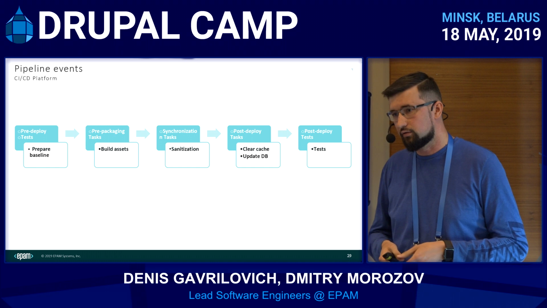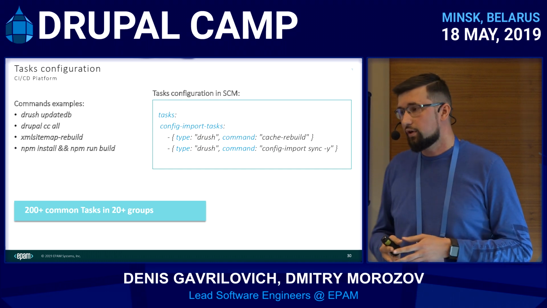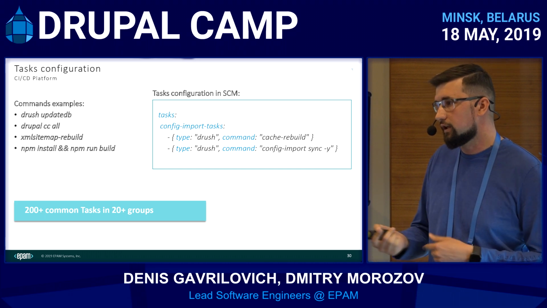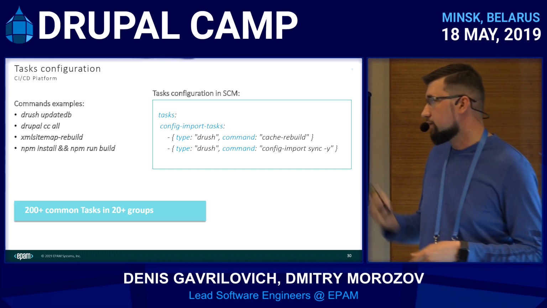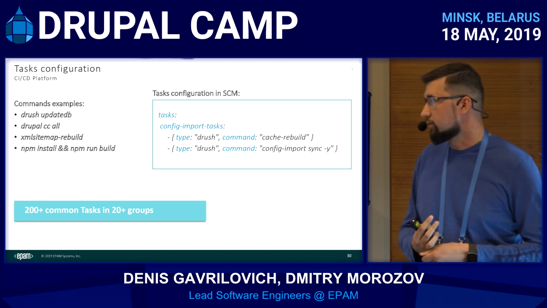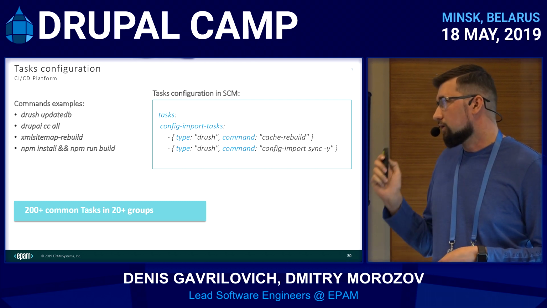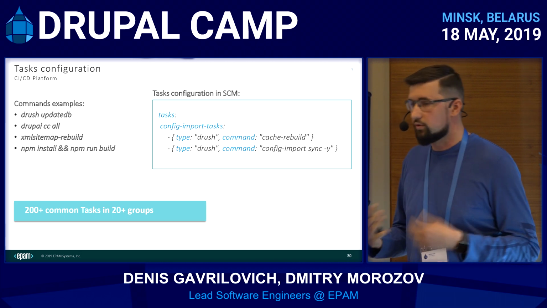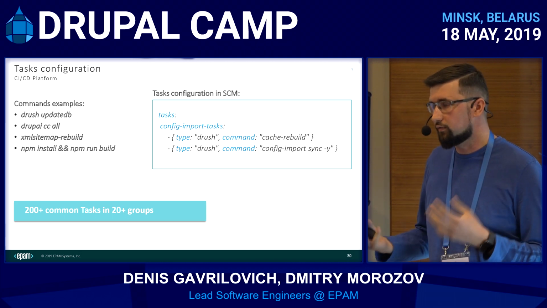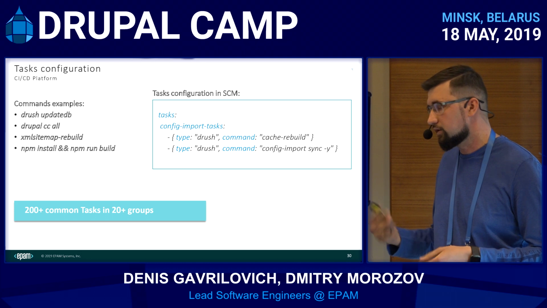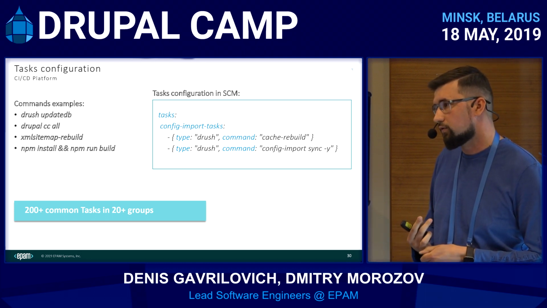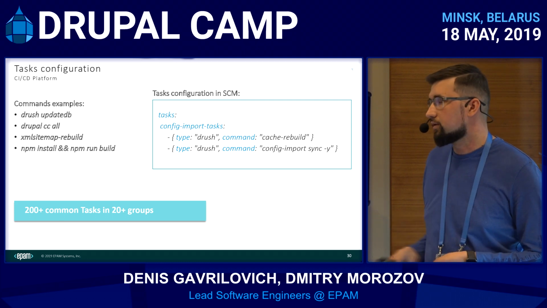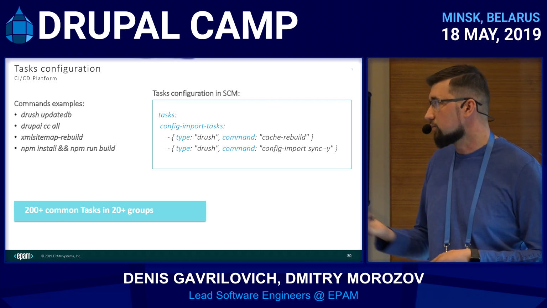So this is an example of task configuration. We support shell tasks, drush, and tests, and it's pretty easy and also stored under Git. The same configuration is supported for tests, but with different parameters, and we have a lot of kinds of tests, like tests for CI, tests for site builds, for upgrades, visual tests, and that's just part of the groups that we have.